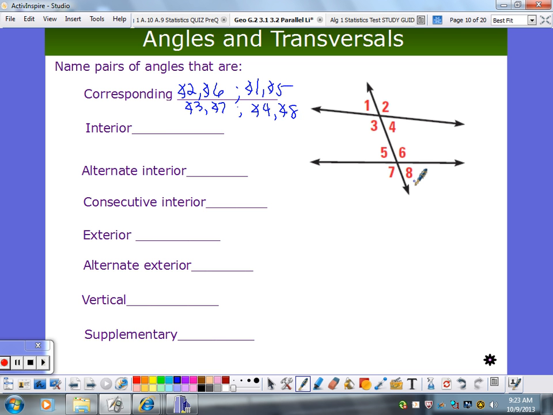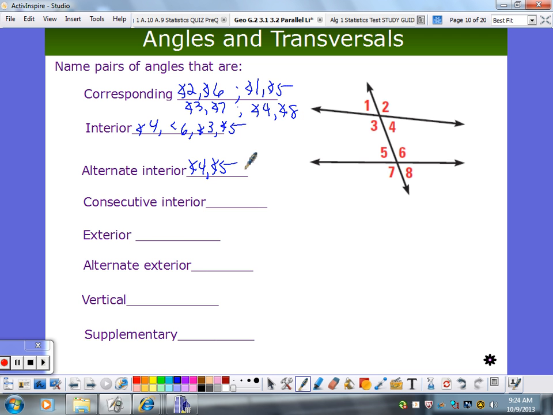How about interior angles? What are the interior angles here? Remember, I'm inside my railroad tracks. What are they going to be? Yeah. So everything inside the railroad tracks. These are all interior angles. How about alternate interior? Yes, sir. Angle 4 and angle 5.